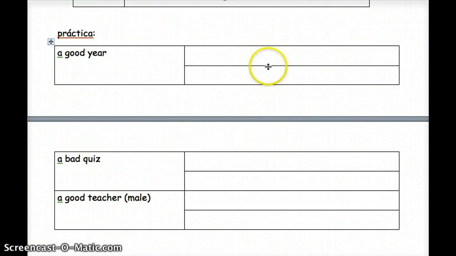So chicos, here's some práctica. A good year, we could write it either way. Let's start with it after the word it describes. Un año, and good, bueno. It's in the masculine form just like año. Un buen año. If we put it in front, the bueno is going to drop the O.